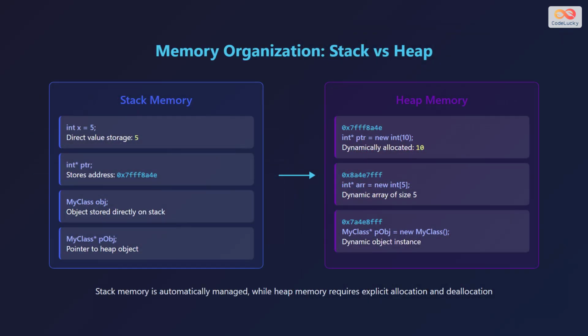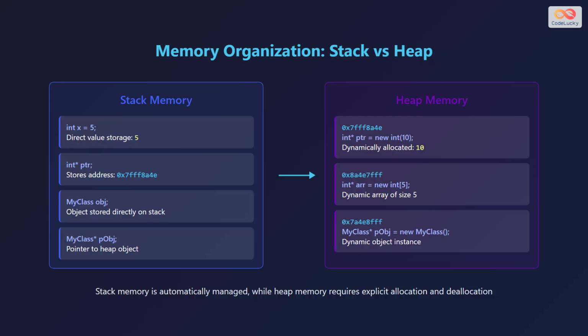Now let's discuss memory organization, comparing the stack and the heap. On the left side, we have the stack memory section. Consider the line of code, int x = 5. Here, the value 5 is directly stored on the stack. Next, consider the line int* ptr. Here, the stack stores the address where the integer pointer ptr points to.